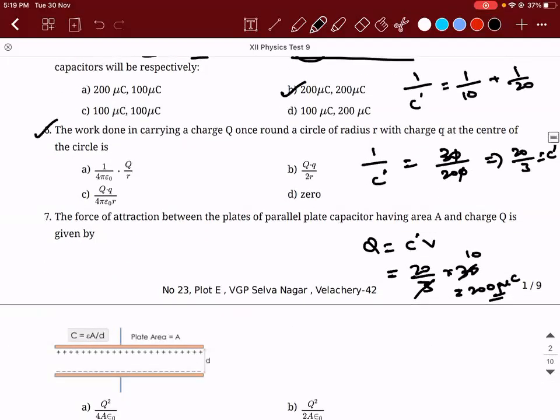Right? Sixth one. The work done in carrying a charge Q once around a circle of radius R with Q at the center of the circle is. Sir, work done will be 0 because initial and final point are the same. Okay. So initial and final point is same. That is, then the work done will be 0 only if the force is conservative in nature. You mean to say electrostatic force is conservative in nature? Is it not non-conservative? Yes, sir. Is it non-conservative?